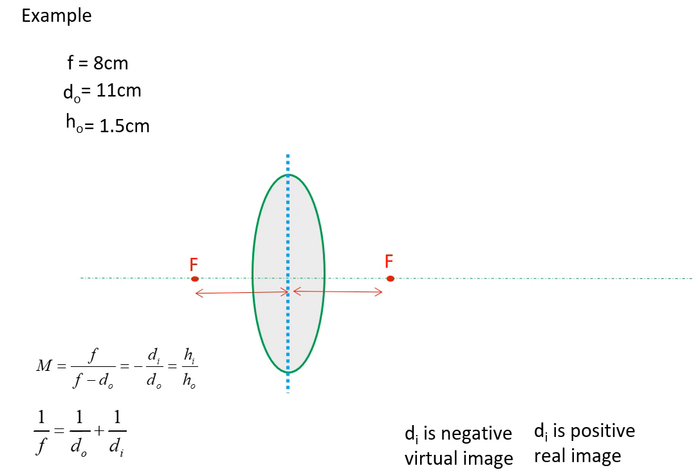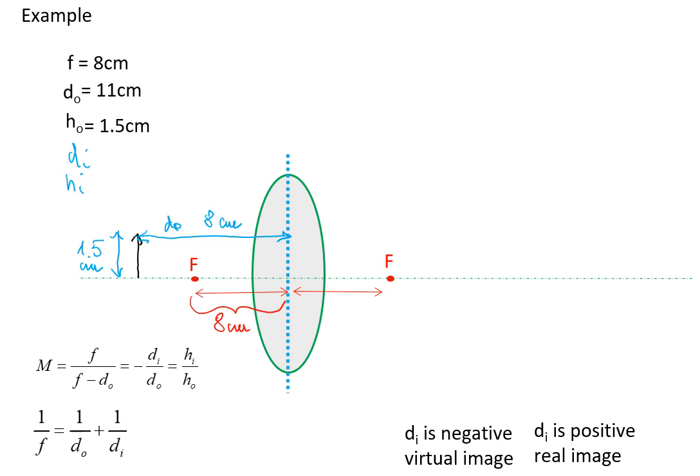So let f, the focal length, be 8 centimeters. Here we have, this is 8 centimeters, and the do is 11 centimeters, so let us put the object here, and here we have the ho, 1.5 cm. Now, using the rules that we have seen before, we want to compute di and hi and see whether the image is virtual or real.